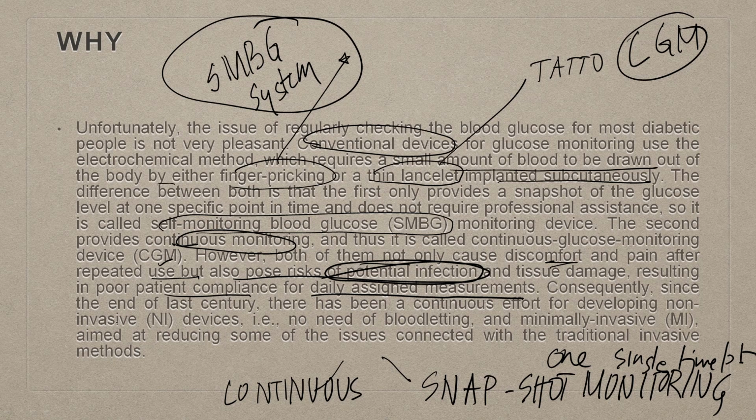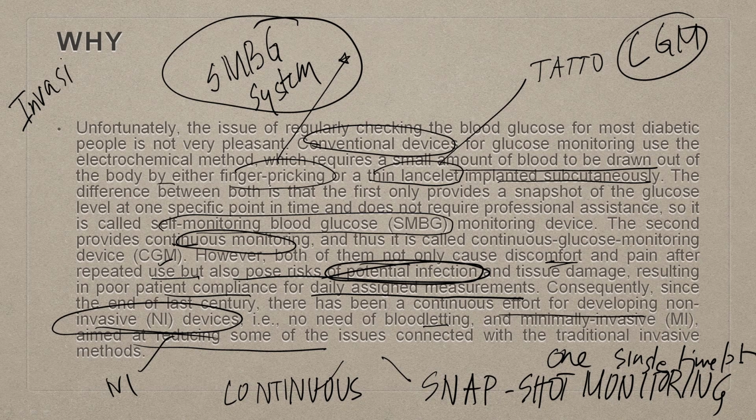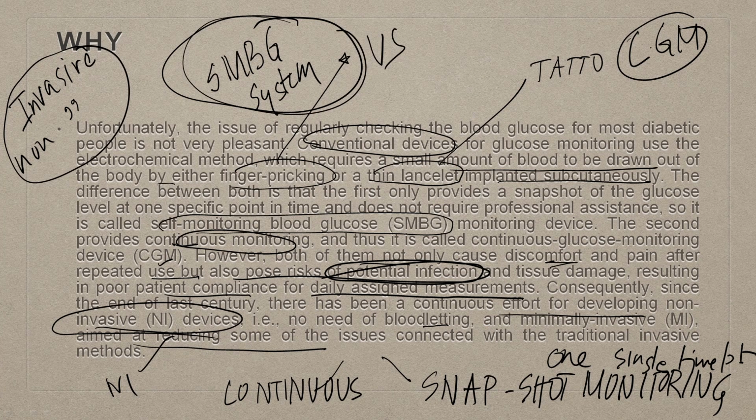assigned measurement. Consequently, since the end of the last century, there has been a continuous effort for developing non-invasive devices, NI devices, no need for bloodletting, minimally invasive, aimed at reducing some of the issues connected with traditional invasive methods. So, you see, either it is an invasive method or a non-invasive method. Invasive, non-invasive, this is one way of classification. The other one is SMBG versus CGM, continuous glucose monitoring.